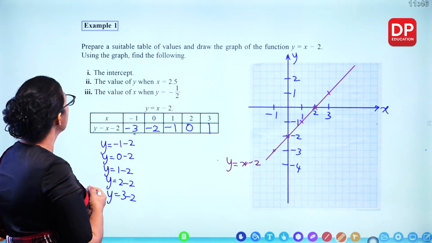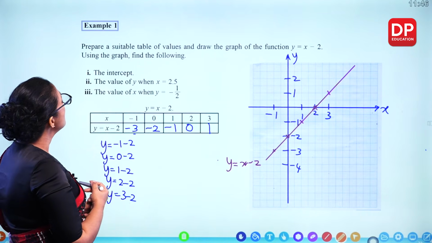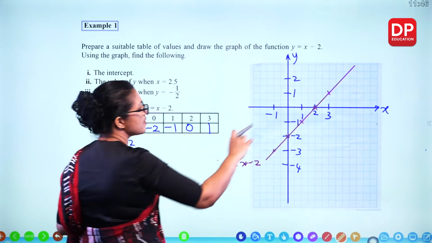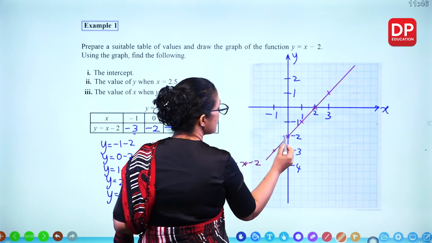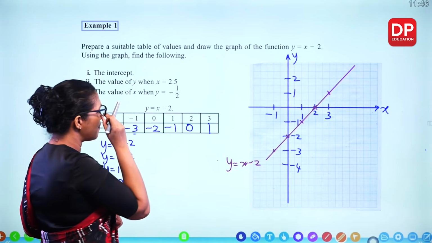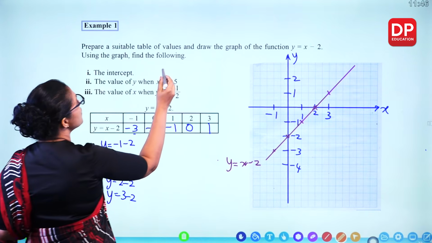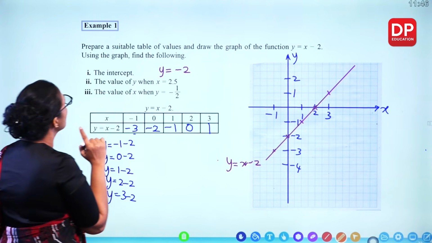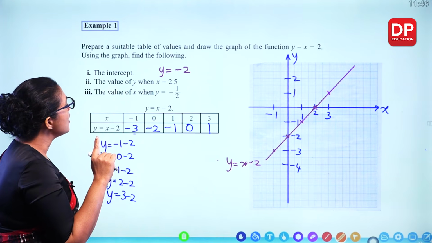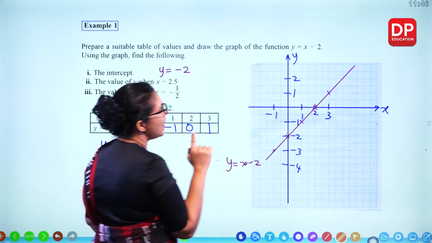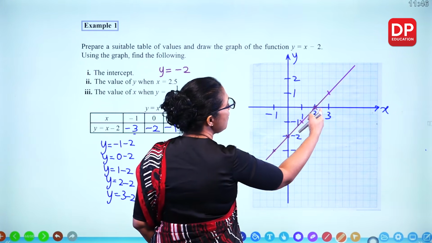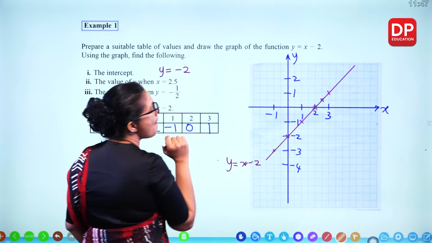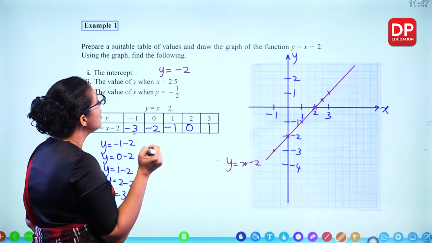Now, find the intercept. Intercept means y-intercept, where it cuts the y-axis. Here. So, what's the y-intercept? -2. The value of y when x equals 2.5. X equals 2.5. What's the value? Here. This is 0.5 or half.